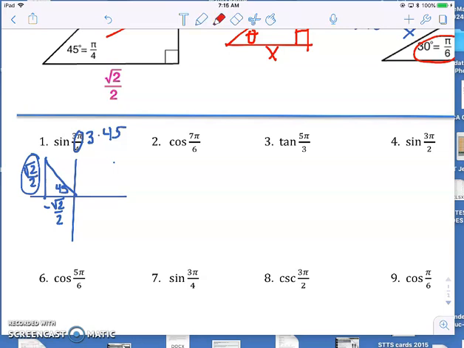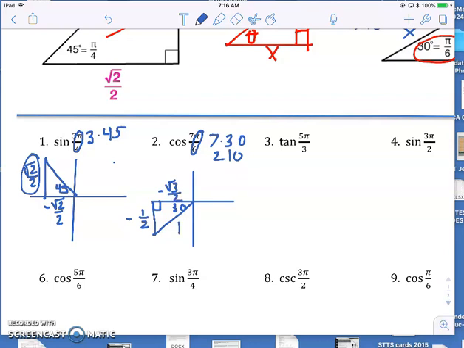So the cosine of 7 pi over 6. Well, pi over 6 is 30. So this is 7 times 30, or 210 degrees. So 210 is right down here. So 210, our reference angle is 30. Opposite 30 is half, so that would be negative. So this side would be opposite 60, so we have negative root 3 over 2 and negative half. Cosine is our x value, so we have negative root 3 over 2.